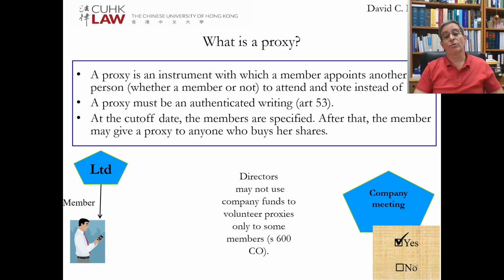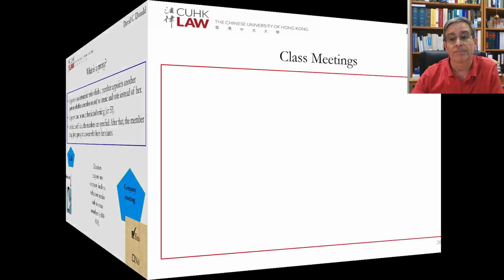Directors may not use company funds to volunteer proxies to only some members. This is a specific provision which stops a trick that directors may use, which would be to take the company funds and campaign for themselves and for their friends, looking toward the specific members who want to support them. And this is not possible under Hong Kong company law.